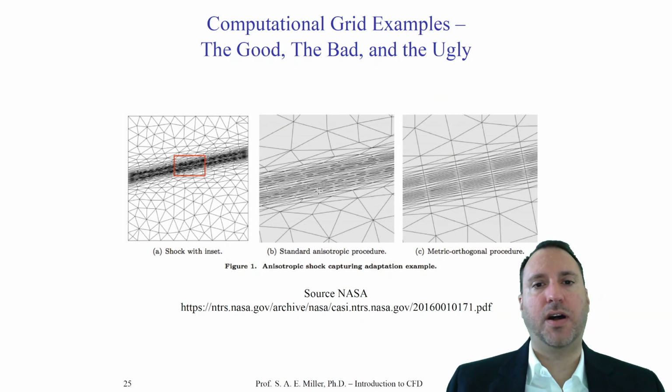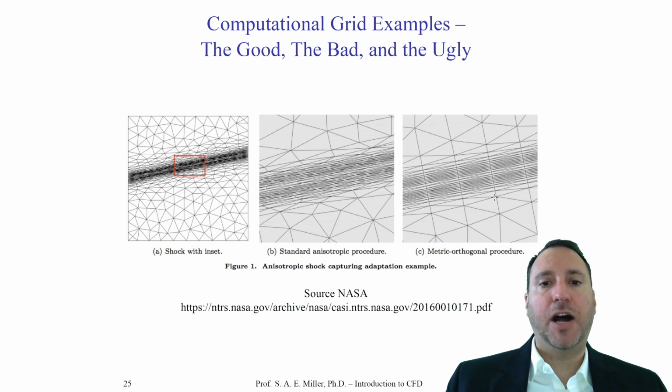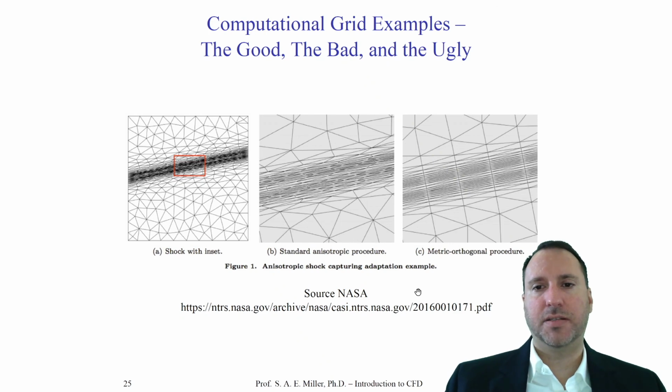The skewness quality is really bad, and the solution quality, therefore, is not very good. They've gone in and used an algorithm, which they developed and discussed in this paper, to alter the cells so that the lines are orthogonal to the shock wave direction. This improved the solution greatly and allowed them to both cheapen the simulation computationally and resolve the shock more accurately.